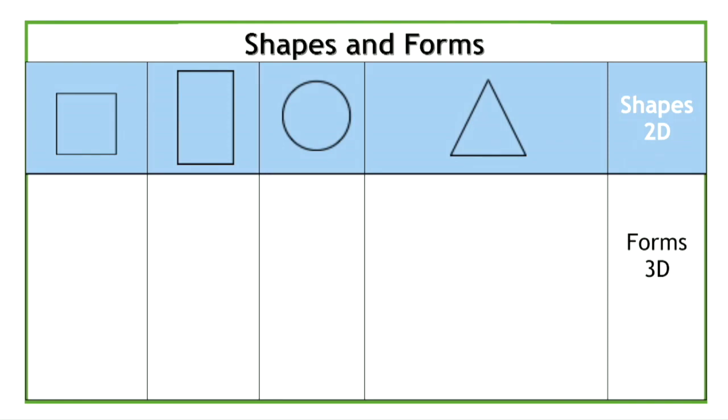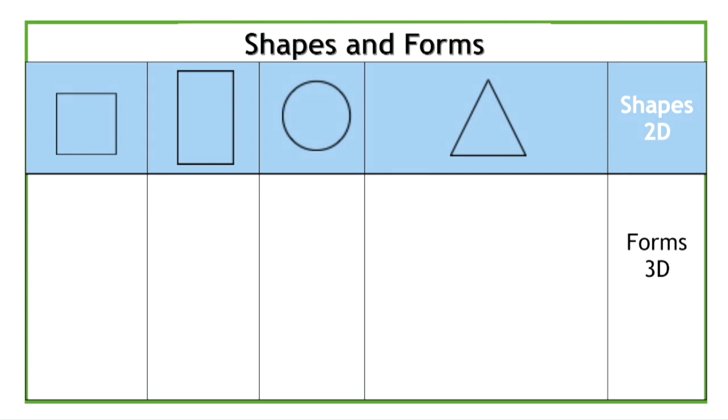Packaging is based on shapes and forms. Shapes are basically flat, that is, they are 2D, two-dimensional. They have width and height. Basic shapes that you are familiar with are the square, the rectangle, the circle, and the triangle.